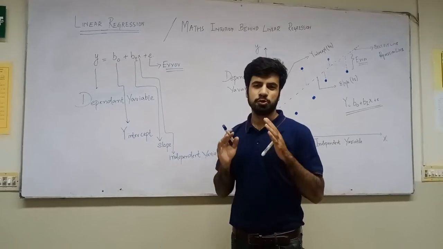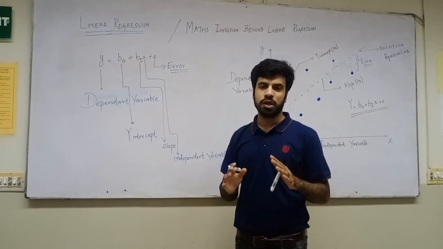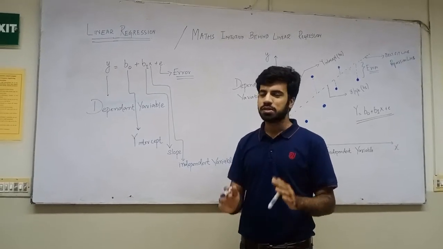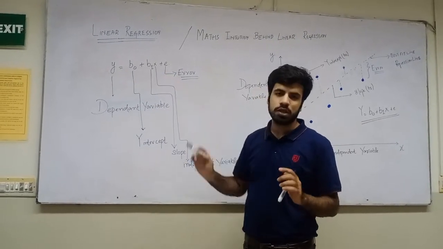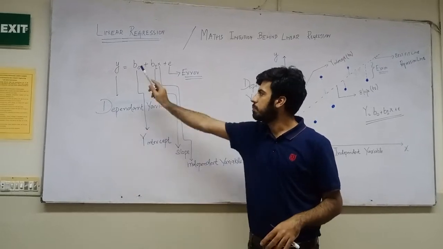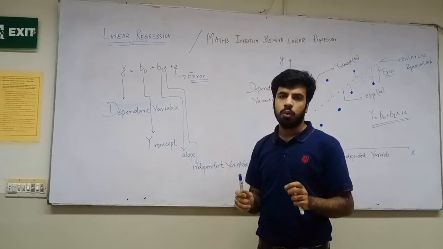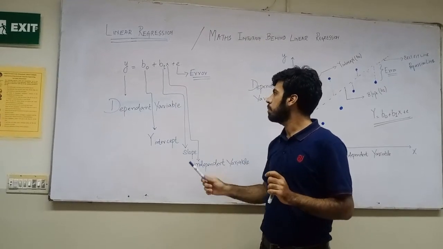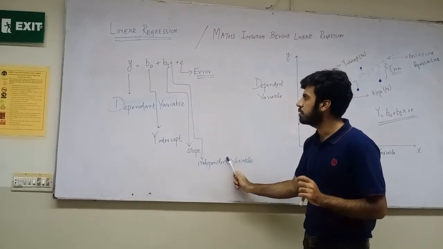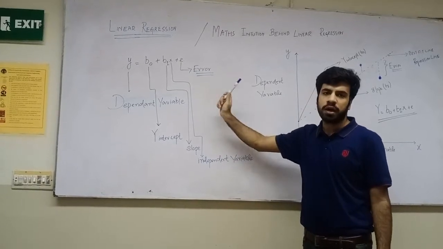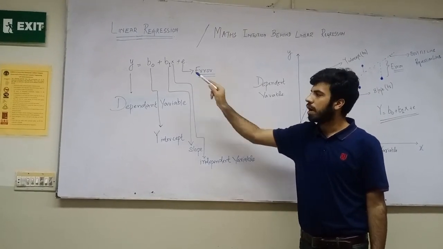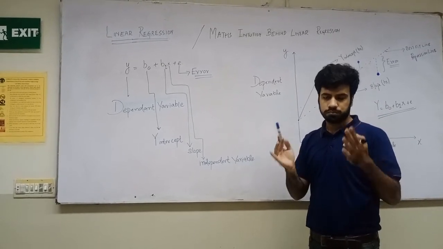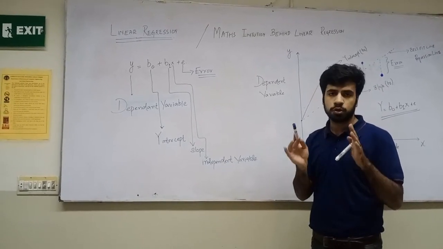So in this video tutorial number 3, we will be looking at the maths introduction behind the linear regression. As you can see here, we have the equation of linear regression, where y represents the dependent variable, b0 represents the y-intercept, b1 represents the slope, x represents the independent variable, and e represents the error. I have already explained this equation in video tutorial number 2.